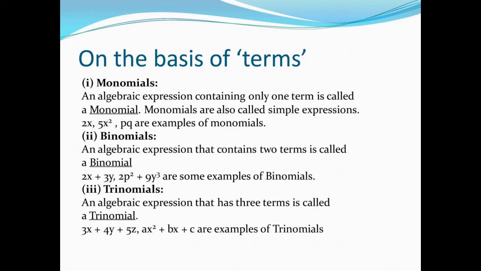Next classification is binomials. An algebraic expression that contains two terms is called a binomial. For example, 2x plus 3y. 2x and 3y are two terms, which form a binomial. And third is trinomials. An algebraic expression that has three terms is called a trinomial. Let us say 3x plus 4y plus 5z forms a trinomial.